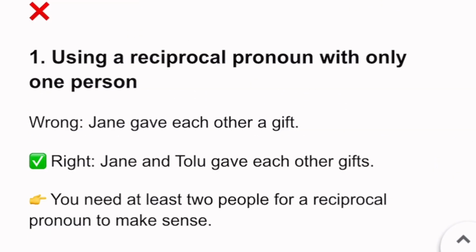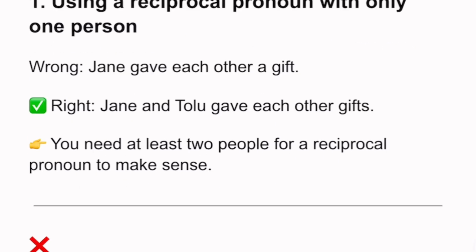Now, what are the common mistakes that people make? Number 1: using a reciprocal pronoun with only one person. Take note, whenever you want to use a reciprocal pronoun, there must be either two people or more than two people. Jane gave each other a gift. That's wrong. Jane and Tolu gave each other gifts. You need at least two people for a reciprocal pronoun to make sense.